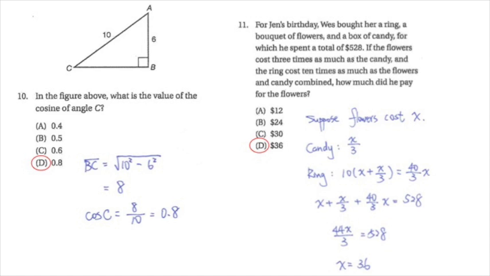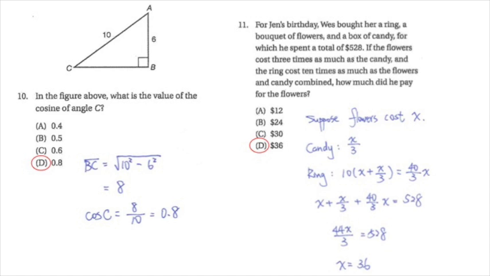Question 11. In this question, we have 3 items: a bouquet of flowers, a box of candy, and a ring. The question says the flowers cost 3 times as much as the candy, and the ring costs 10 times as much as the flowers and candy combined. We're asked to find out how much the flowers are.